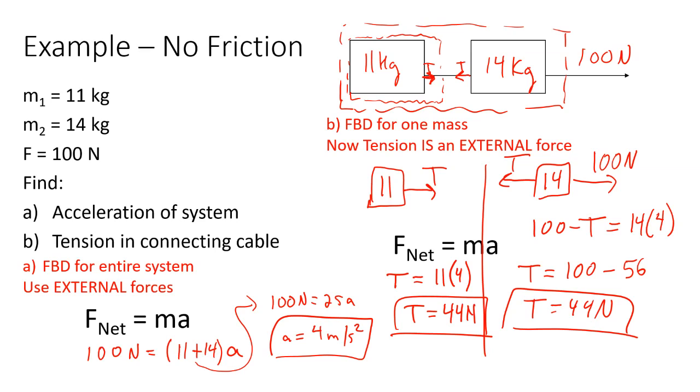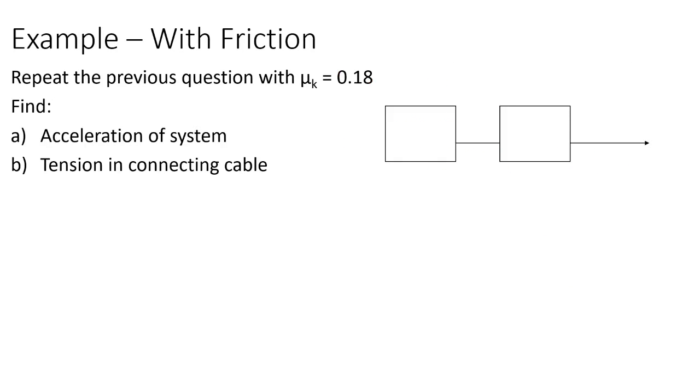Okay, so we'll try this in the next slide. We'll try this question again, except we'll add a little bit of friction to it. So in this case, we have friction being applied to this system. We still have our 11 kgs, we still have our 14 kgs, and this is still a 100 newton pulling force.